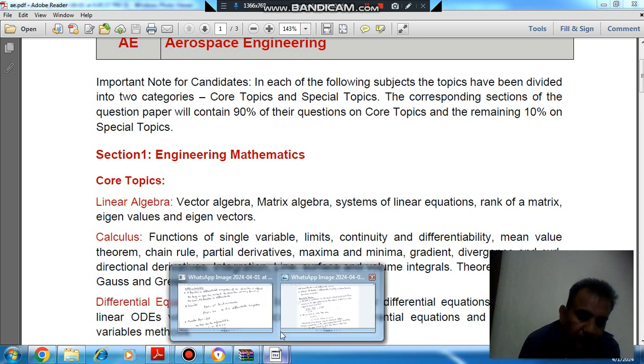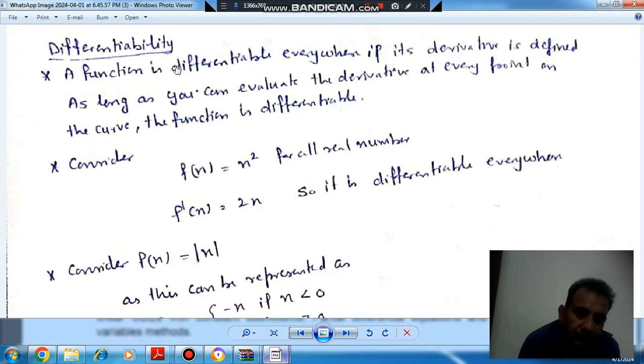So the definition of differentiability is: a function is differentiable everywhere if its derivative is defined. So differentiability means its differentiation can be done. As long as you can evaluate the derivative at every point on the curve, the function is differentiable. This definition can be best understood with some examples.